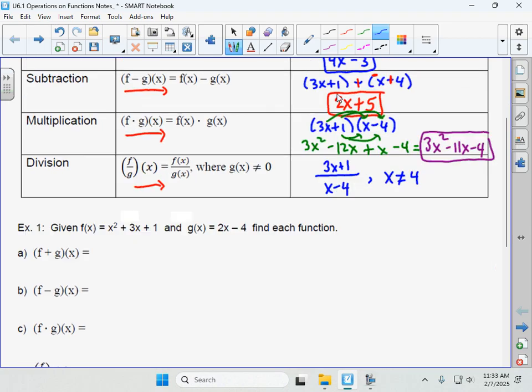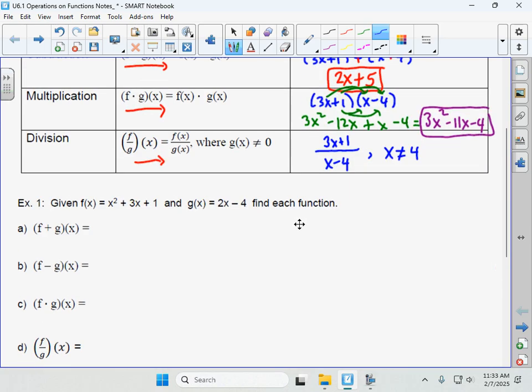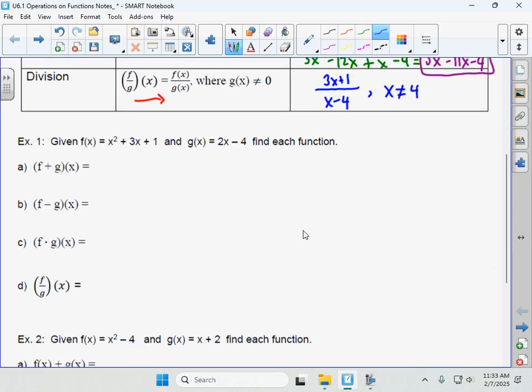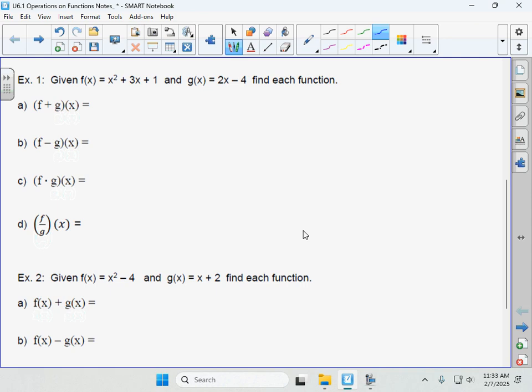So you only have to state the excluded value, obviously, when it's a division problem. All right, so let's go ahead and do each of these examples. So we have these two functions. f of x is x squared plus 3x plus 1, and then g of x equals 2x minus 4. And again, we'll do all four operations on these two functions.